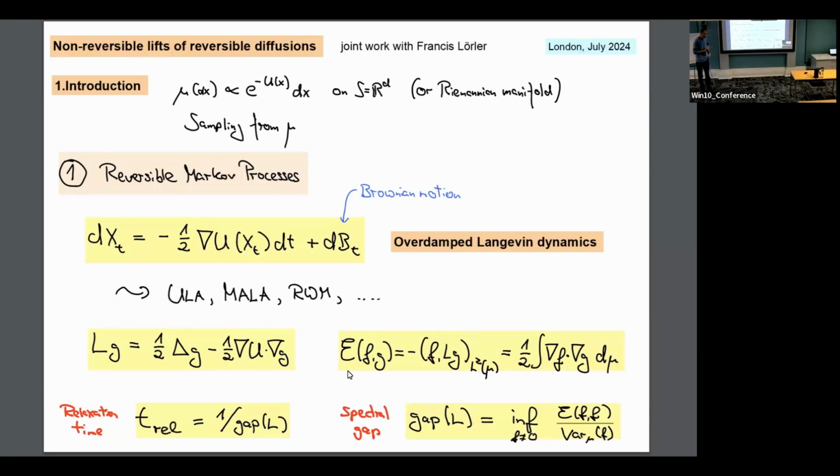And then, in the reversible case, there is a clear notion of what the relaxation time is. This is not so clear in the non-reversible case. There's only one possible definition, I would say, for the L2 relaxation time, and it's just 1 over the spectral gap of the generator. And the spectral gap is also the best constant in the Poincaré inequality. So it's equal to this infimum here: the infimum of the Dirichlet form over the variance of f. Okay, so that's all very well known.